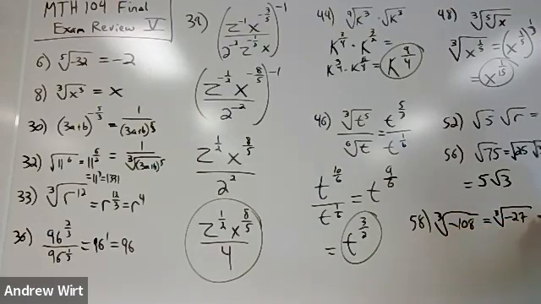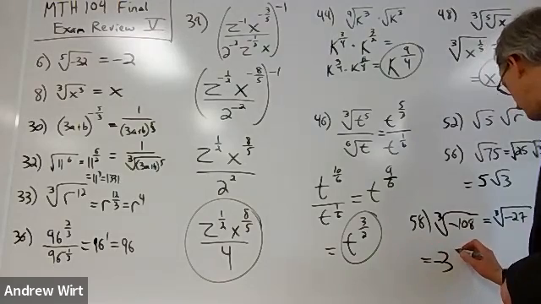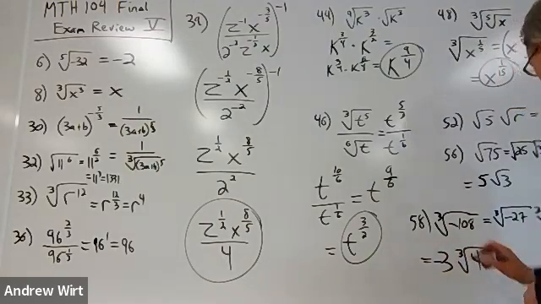So it's third root of negative 27 and a third root of 4. Third root of negative 27 is negative 3. So we get negative 3 times the third root of 4.